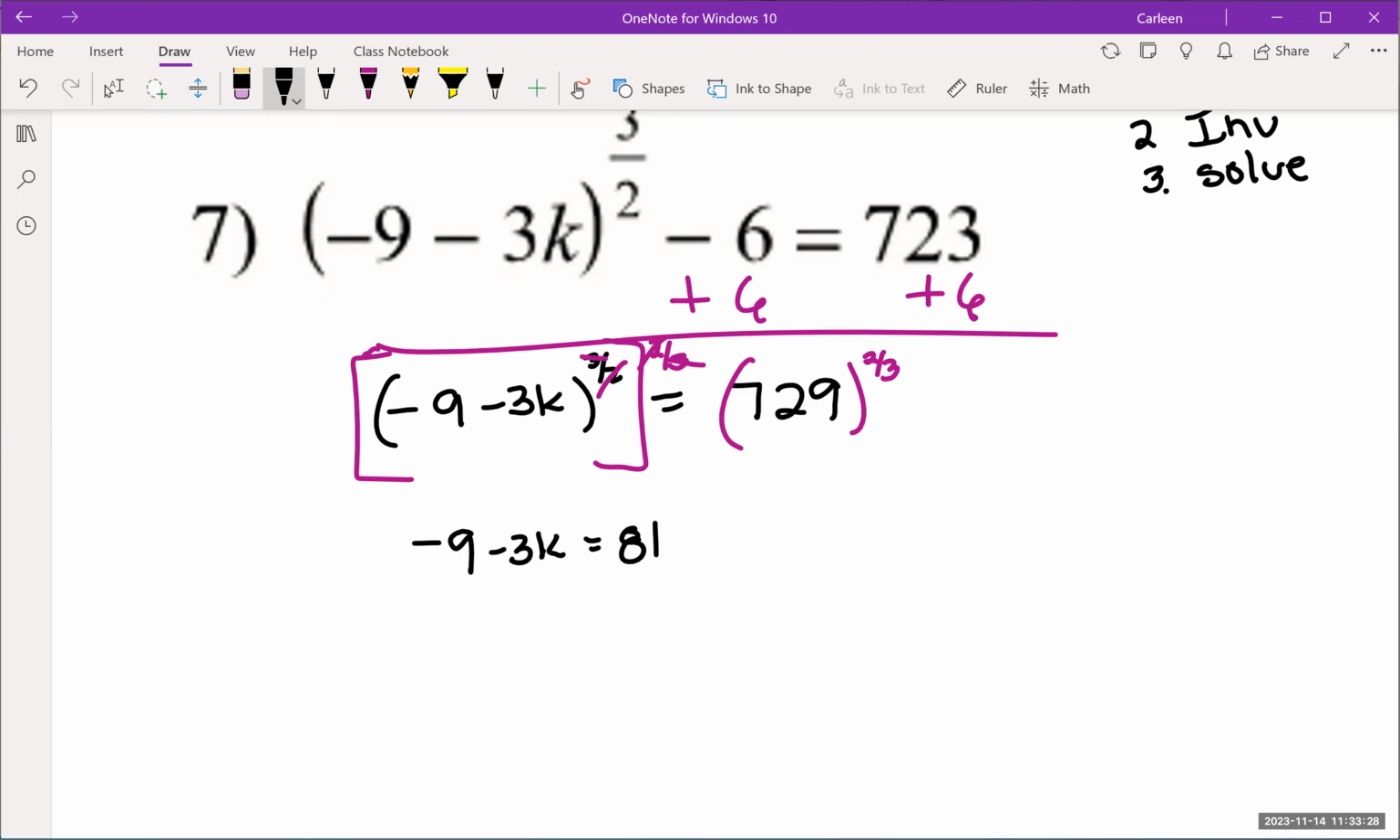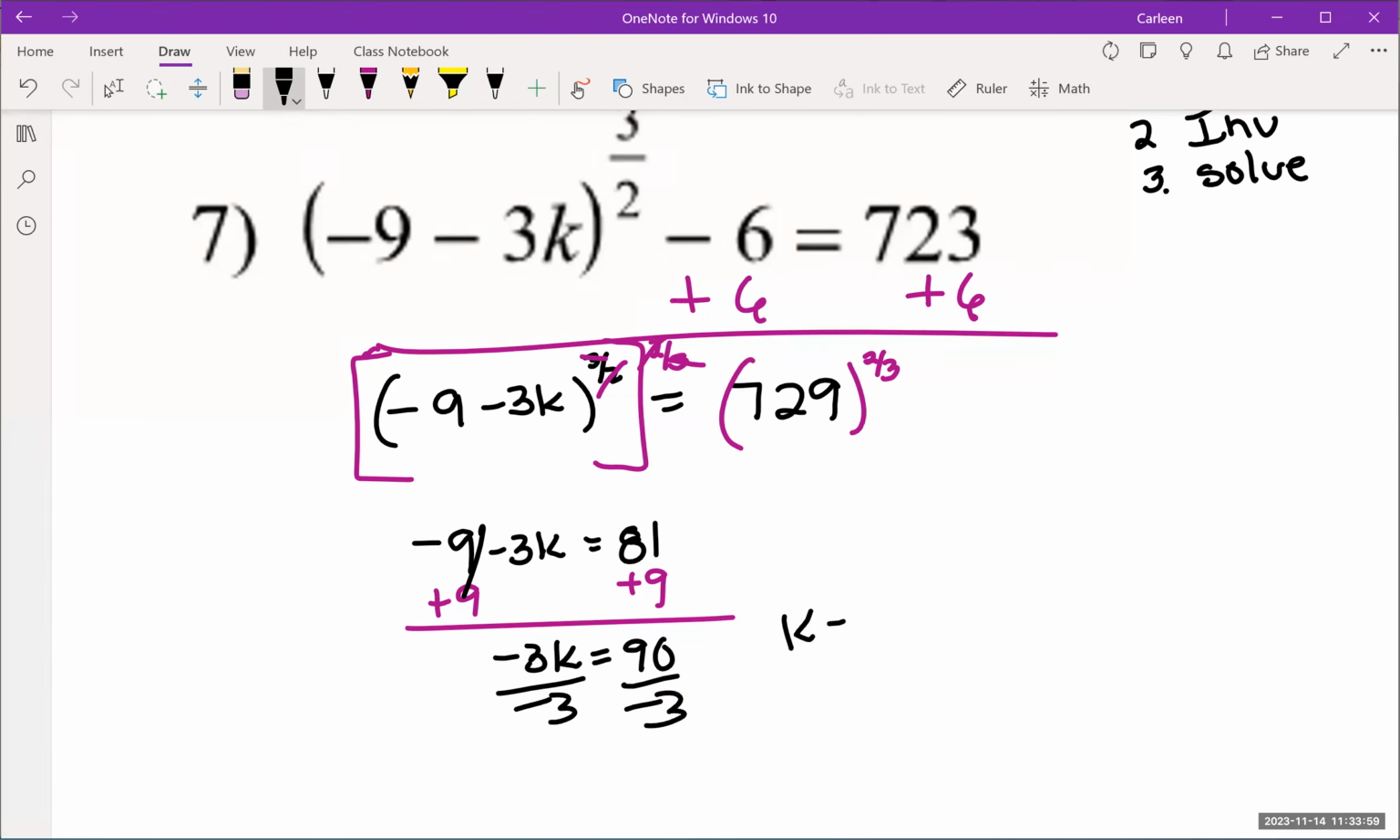Okay, great. So you're going to come over here. I think that will be good. I think that'll help. Okay, next step. Add 9. -3k is equal to 90. Divide by -3. K is equal to -30.